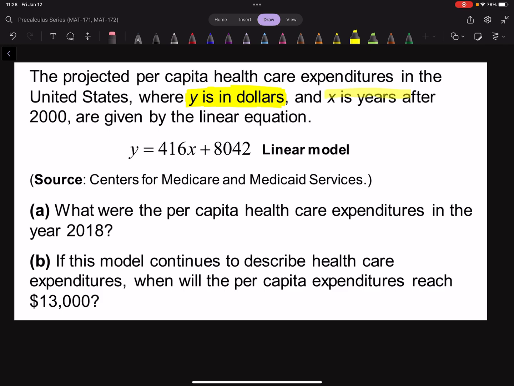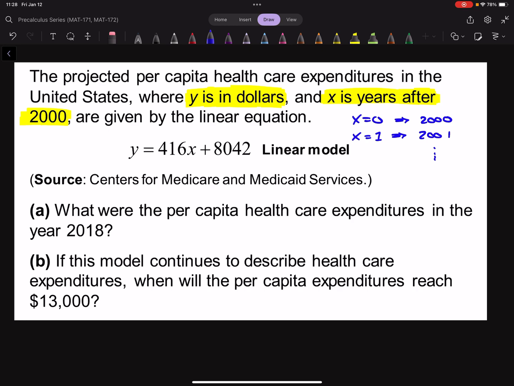So it seems that our independent variable is a time component. When X is equal to 0, that means we're talking about the year 2000. And when X equals 1, then we mean 2001, and so on. So just keep that in mind with this problem. All right, so the per capita healthcare expenditures in the United States where Y is in dollars and X is years after 2000 are given by the linear equation.